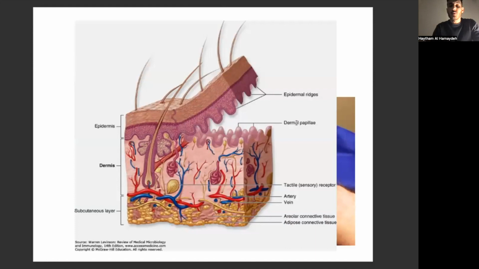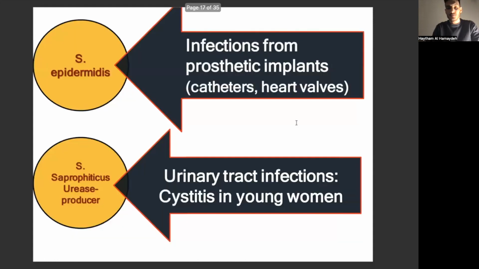This is the epidermis. This is the action of exfoliating toxin released by Aureus, and that's what it does. That's why it's very harmful for the skin. It can separate epidermis from the dermis.